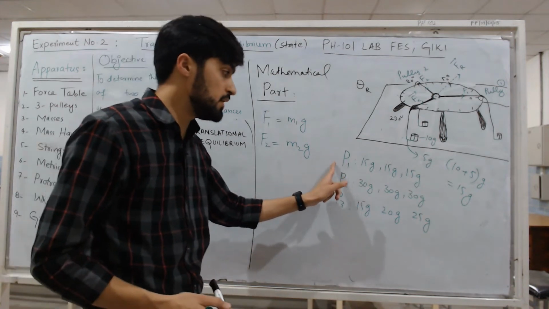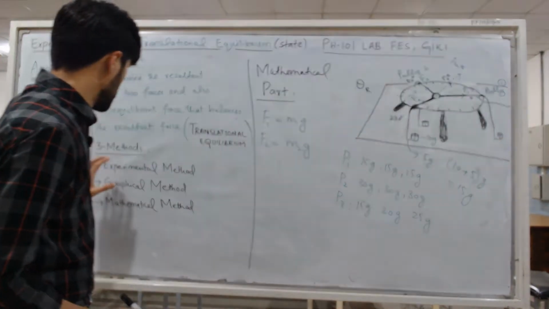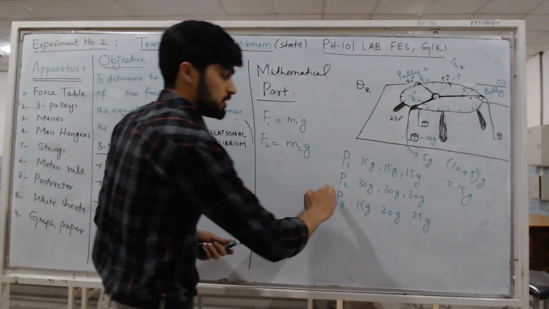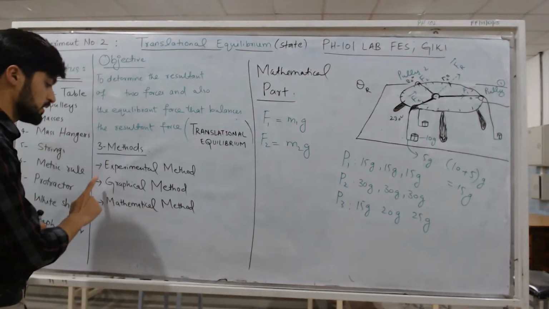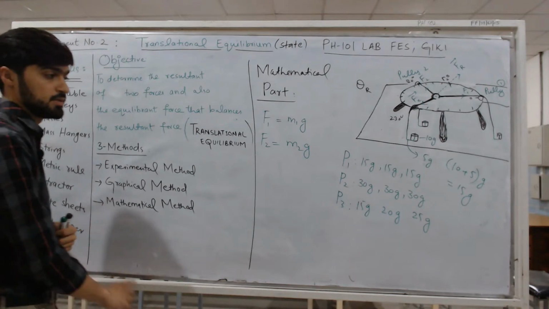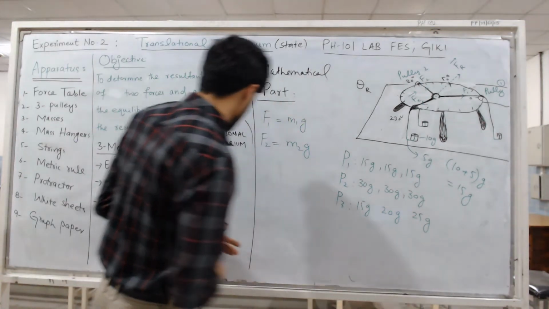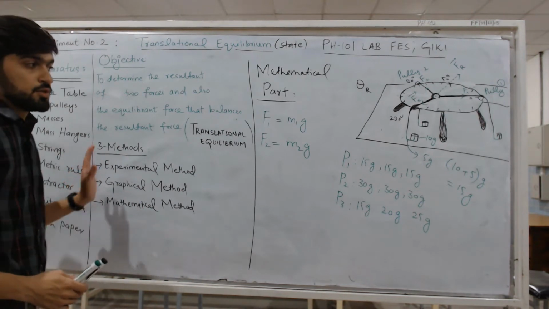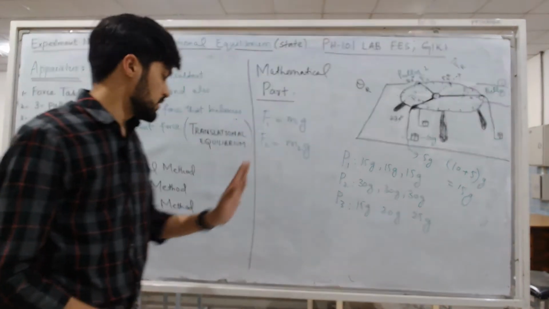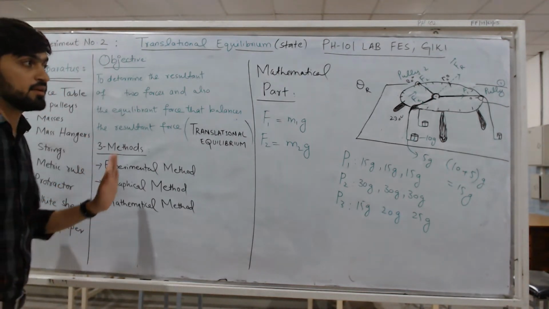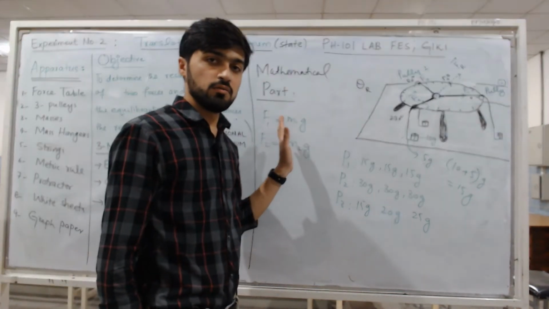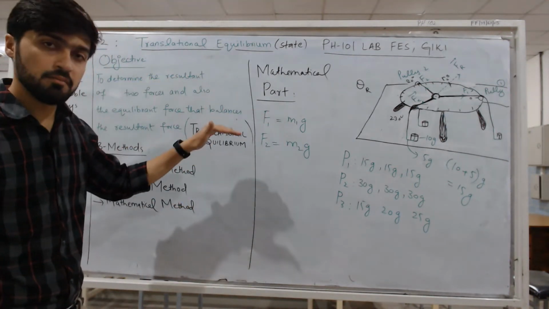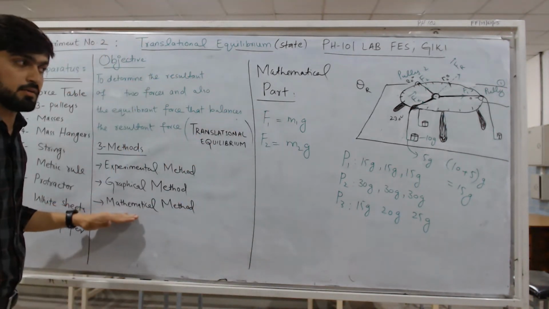We will have to repeat P1 experimentally, graphically and by the mathematical method. Similarly, for the second case, we will be using experimental, graphical and mathematical methods. Similarly, for the third case, we will be using experimental, graphical and mathematical methods. So for these 3 cases, we will be using these 3 methods, and then the table should be filled accordingly, for the experimental method, the graphical method and the mathematical method.